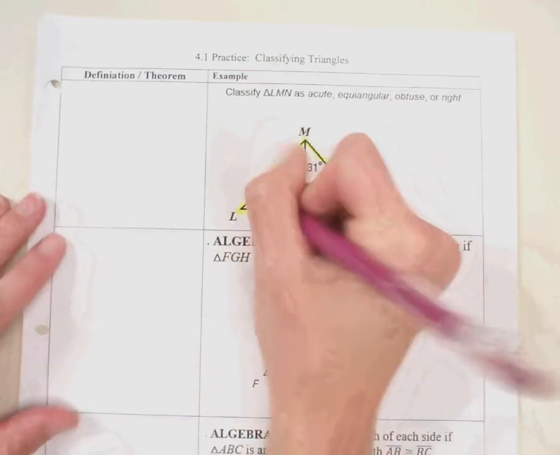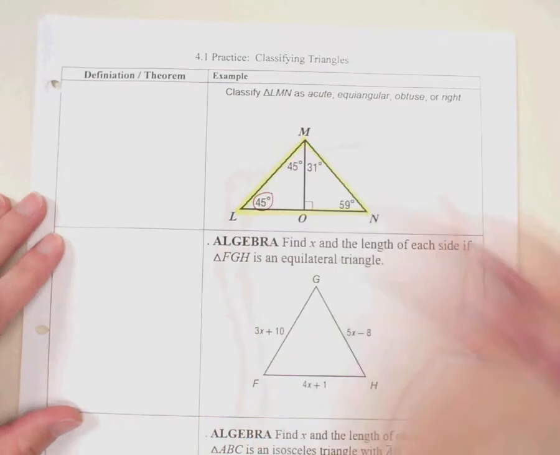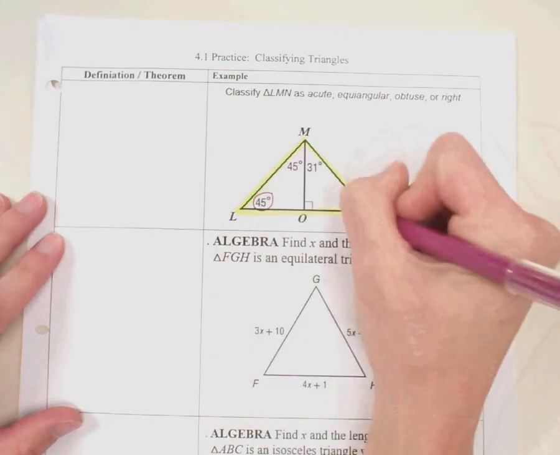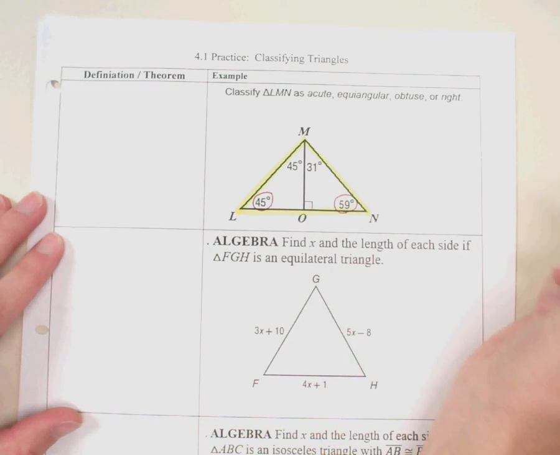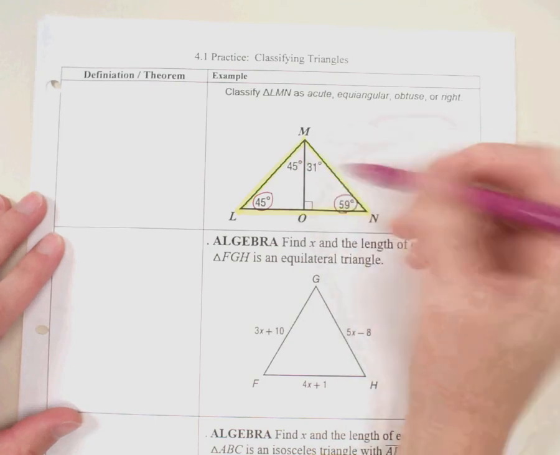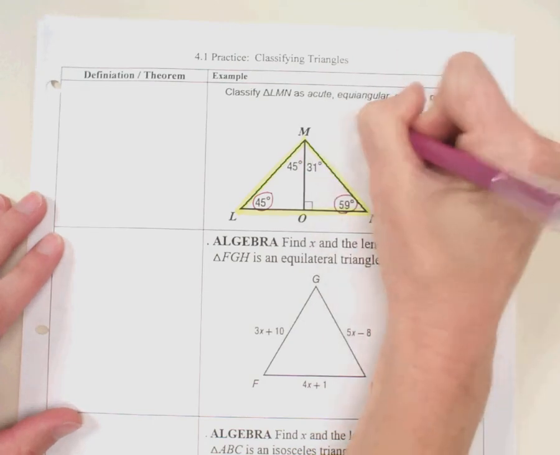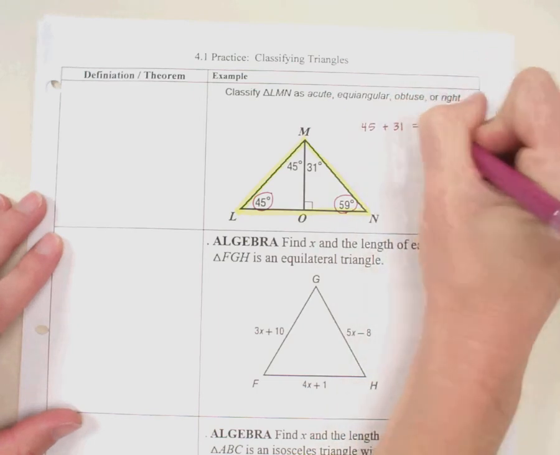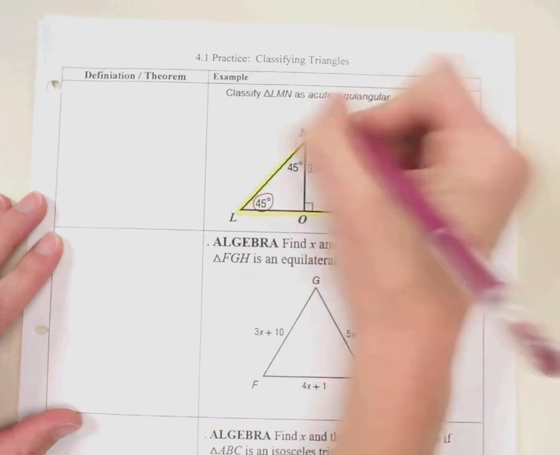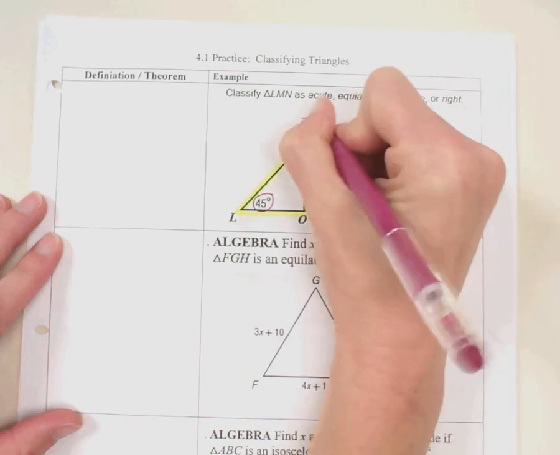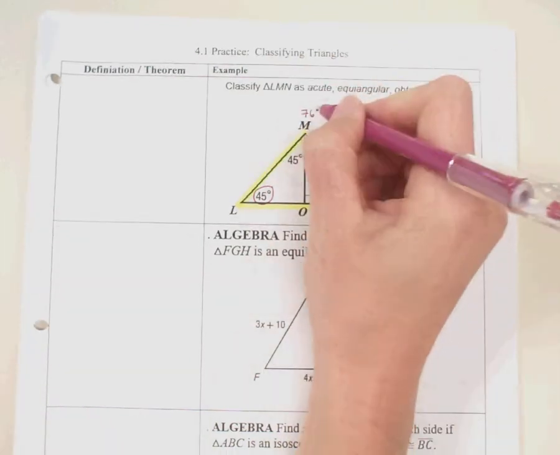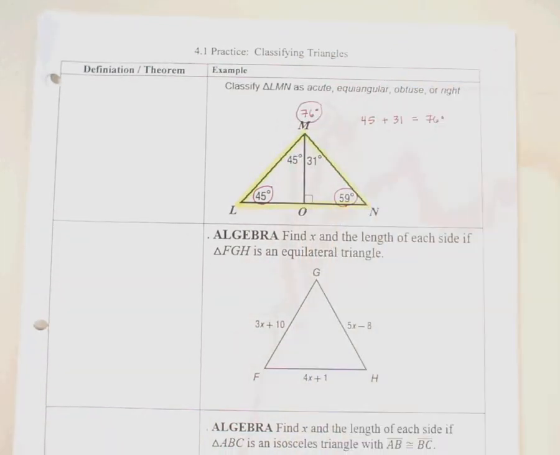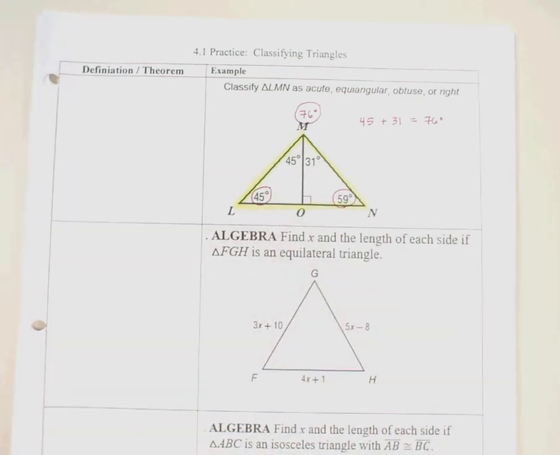Angle L is 45 degrees. Angle N is 59 degrees. Angle M can be found by adding 45 and 31. If I add 45 and 31, I get 76 degrees. So the measure of angle M is 76 degrees. This represents an acute triangle because all 3 angles are acute, less than 90 degrees.